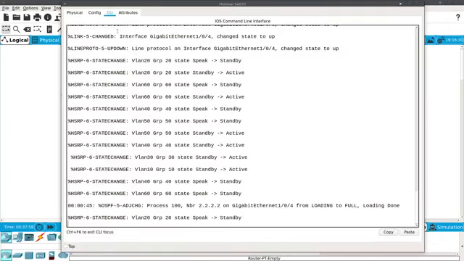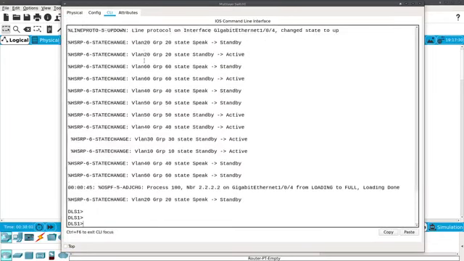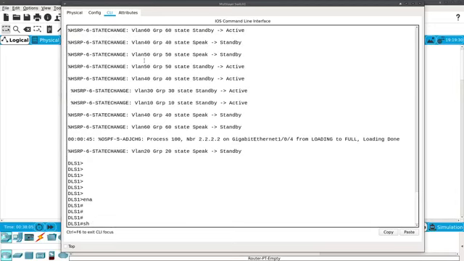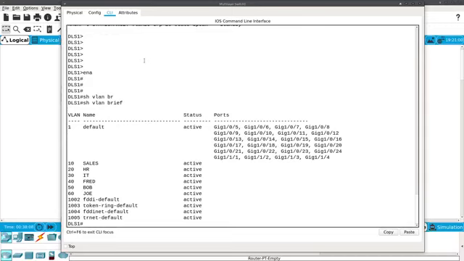The multi-layer switch is configured with many things, but if we look at the VLANs, we'll do a show VLAN brief, and we can see that we actually have a sales VLAN, HR VLAN, IT VLAN, Fred, Bob and Joe VLAN. I think I was running out of names there for the VLANs. We've got the VLAN numbers 10, 20, 30, 40, 50, 60: sales, HR, IT, Fred, Bob and Joe.